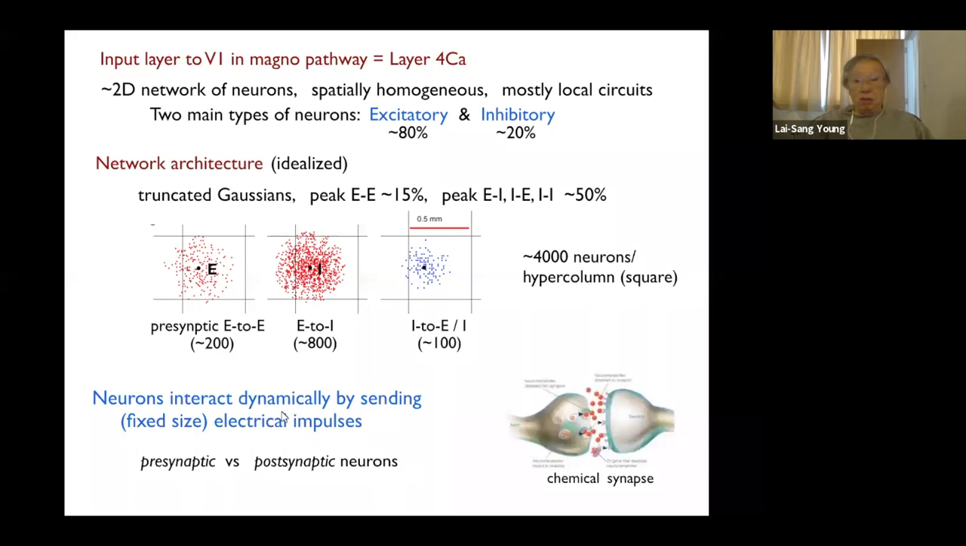Okay, and the neurons interact dynamically by sending fixed-size electrical impulses to one another. This is an example of what one usually shows of a chemical synapse, but we're not going to get so much into that. The main thing is that the sender is called a presynaptic neuron, and the receiver is called a postsynaptic neuron. So this is the basic network architecture, and it looks very homogeneous in the whole sheet. I think of that, as a mathematician, as translational invariance.